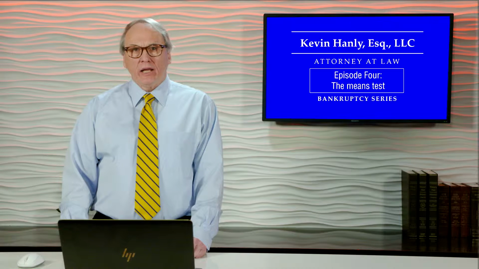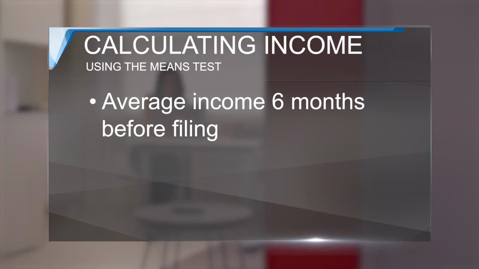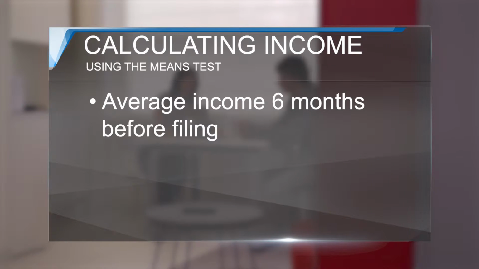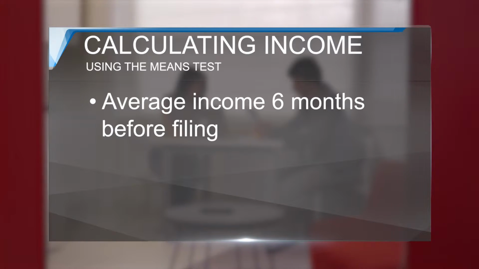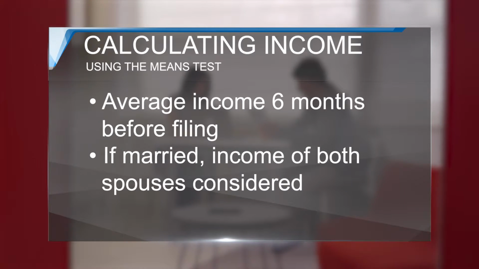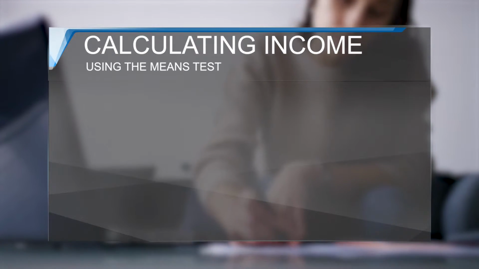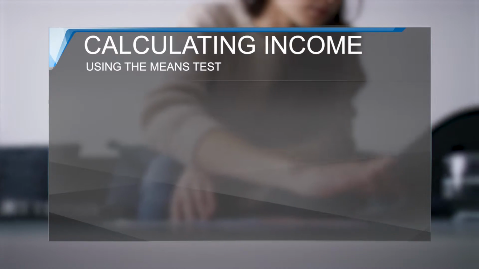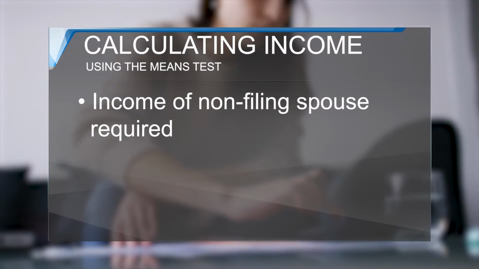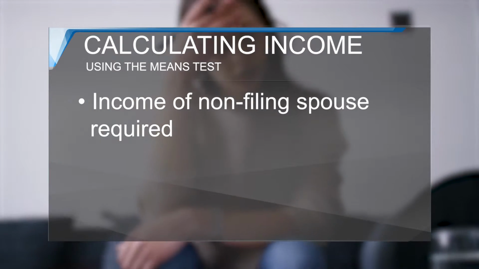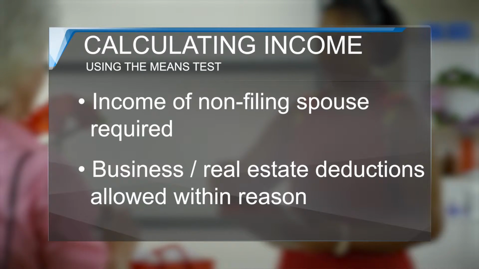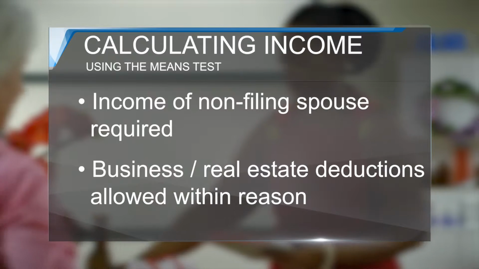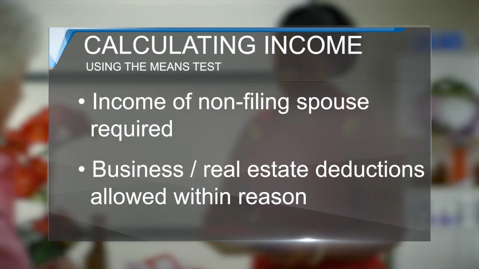How do you calculate income under the means test? It is your average income for the 6 months before the filing of the bankruptcy petition. If you are married and both spouses file, the means test considers the income of both spouses. If you are married and only one spouse files, the means test still requires that you include the income of the non-filing spouse. If your income is derived from a business or from real estate, you are allowed to deduct reasonable expenses from your gross income.